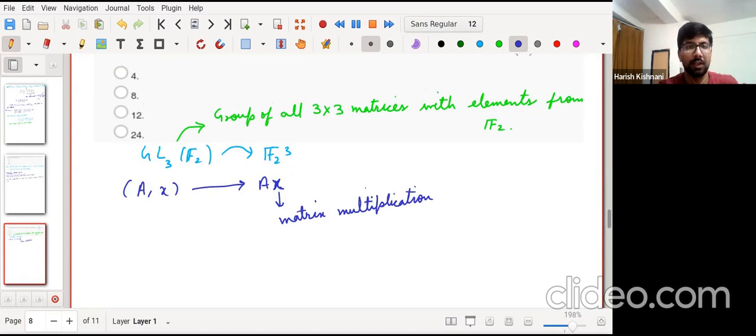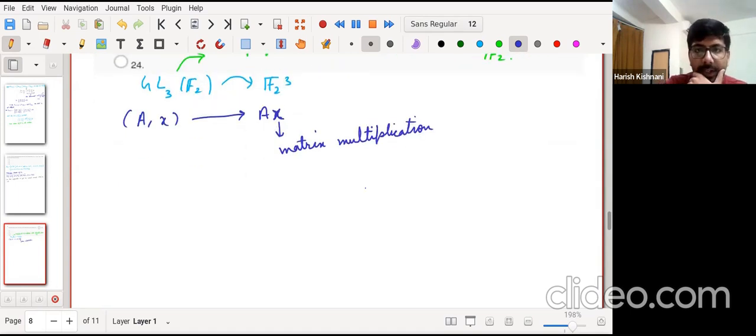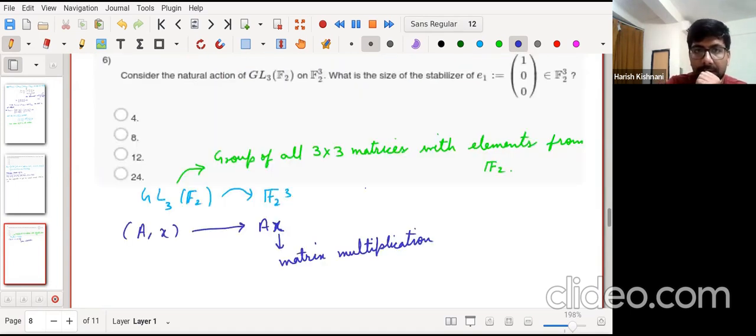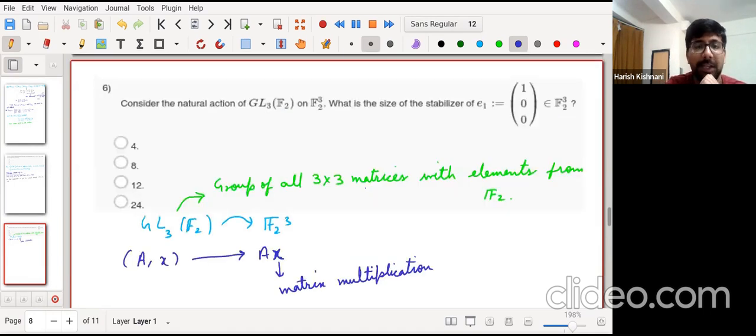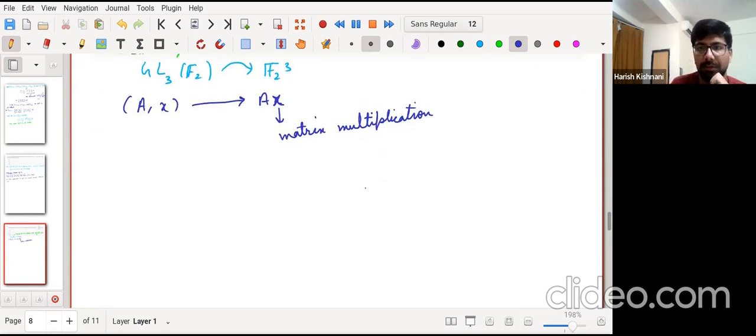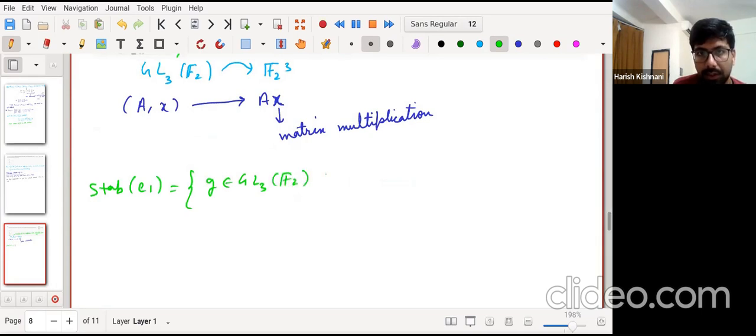Yeah. So we need to find the size of the stabilizer of e1. We will explicitly calculate what this stabilizer is. The stabilizer of e1 is just all elements in GL3 F2 such that g dot e1 is e1.